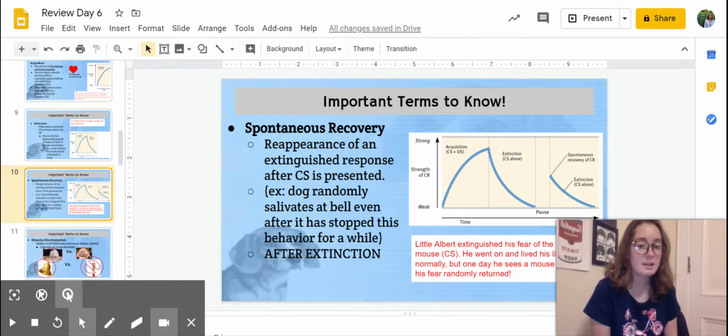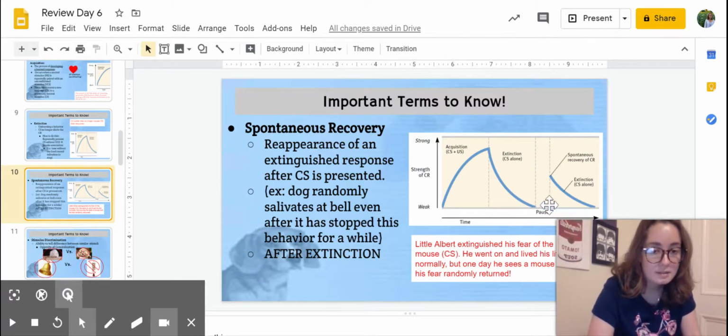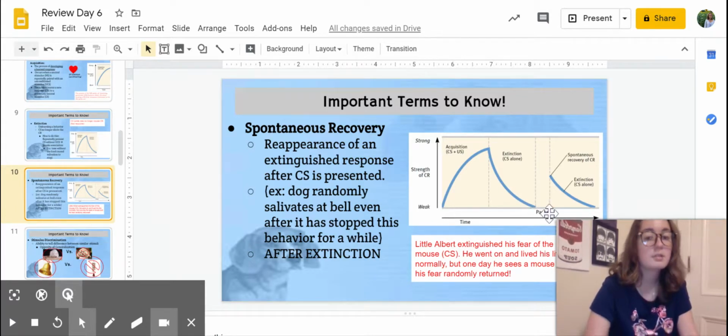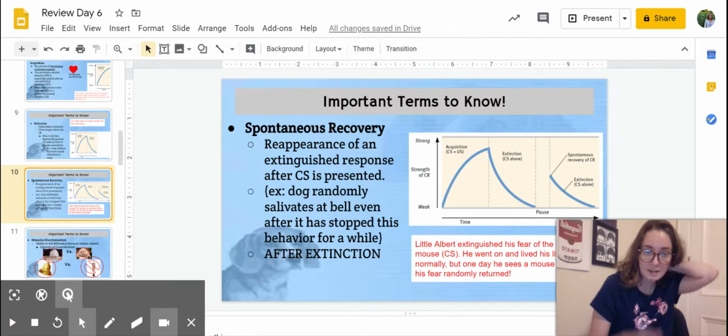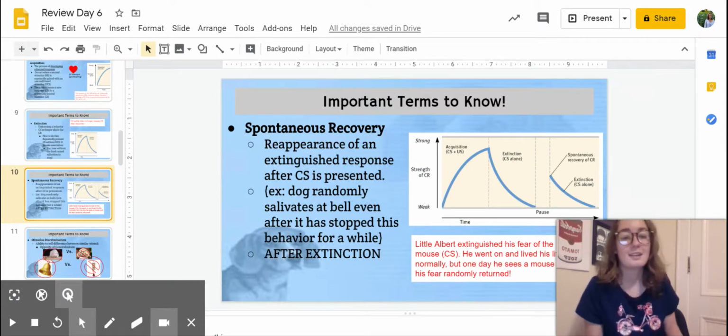But what happens sometimes is spontaneous recovery. So you went through extinction, and there's a pause. There's no conditioned stimulus, conditioned response anymore. It's unlearned, and you're living your life. You can go see all the rats you want and you're not scared anymore. If you're a dog, you can hear all the bells you want and you're not going to drool.